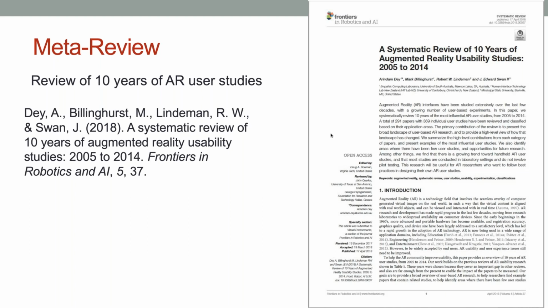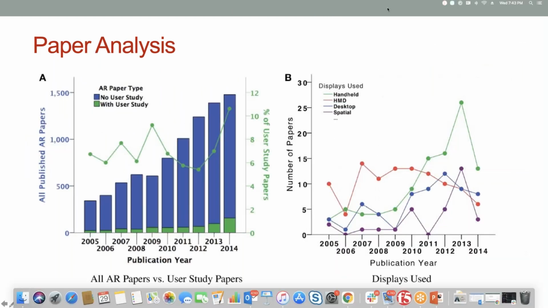First of all, we found that most augmented reality papers actually don't have a user study in them. The graph on the left, the bars, show the total number of papers being published. So in 2014, there were almost 1,500 papers published. And then on the right-hand side is the percentage of papers which have a user study in them, and you can see it's kind of maxing out at about 10%. So it's not a lot.